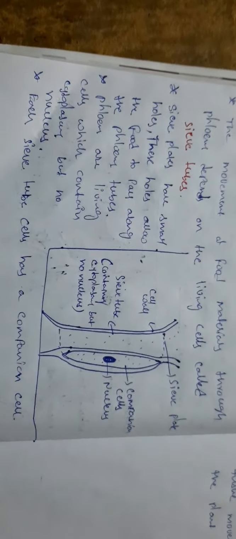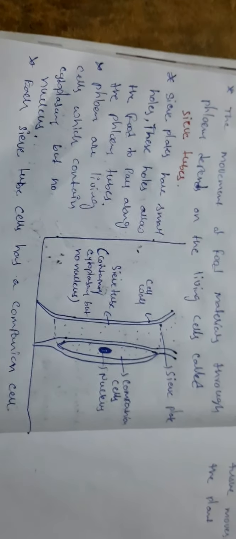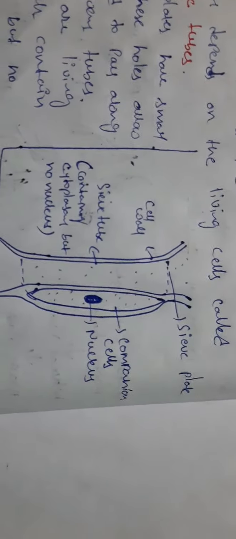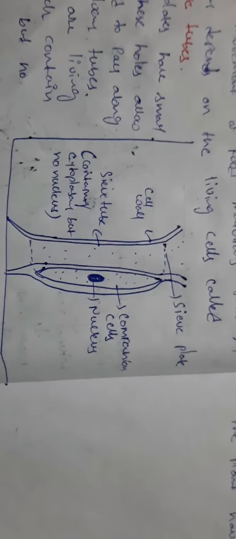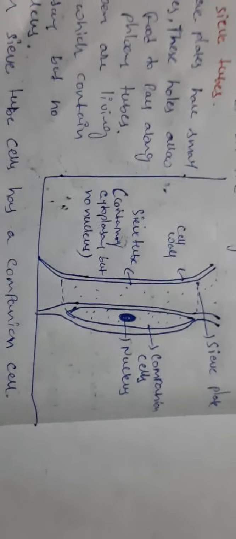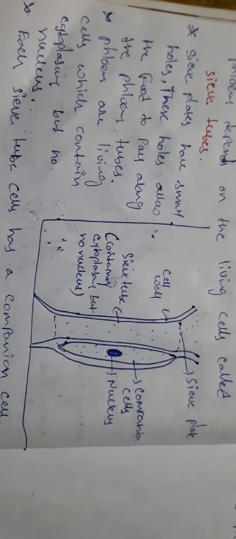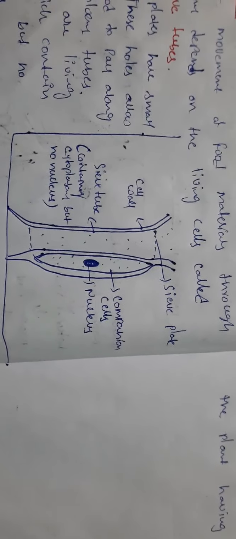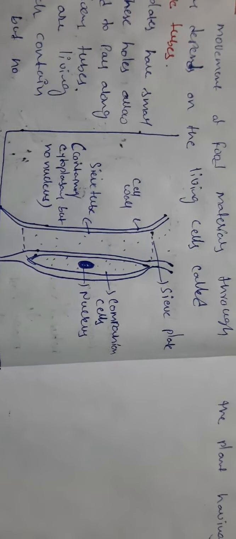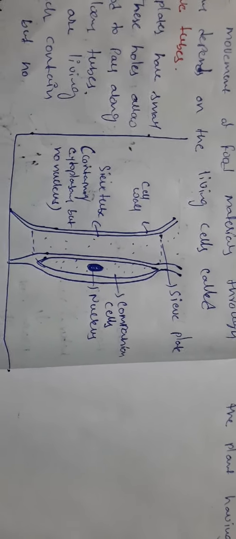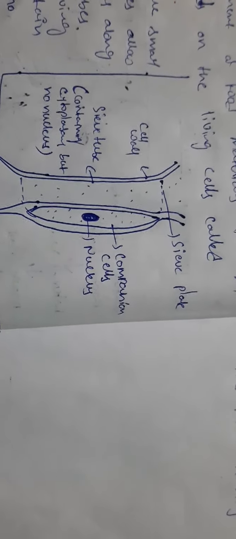The phloem cells are living cells which contain cytoplasm but no nucleus. See, the tubes contain cytoplasm but no nucleus. Each sieve tube cell has a companion cell. See, this is the companion cell, and the companion cells have a nucleus, but the sieve tube cells have no nucleus. That is the differentiation of phloem cells.